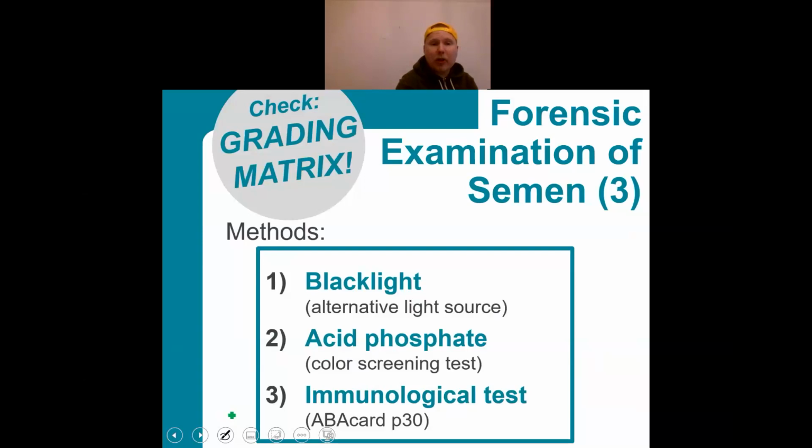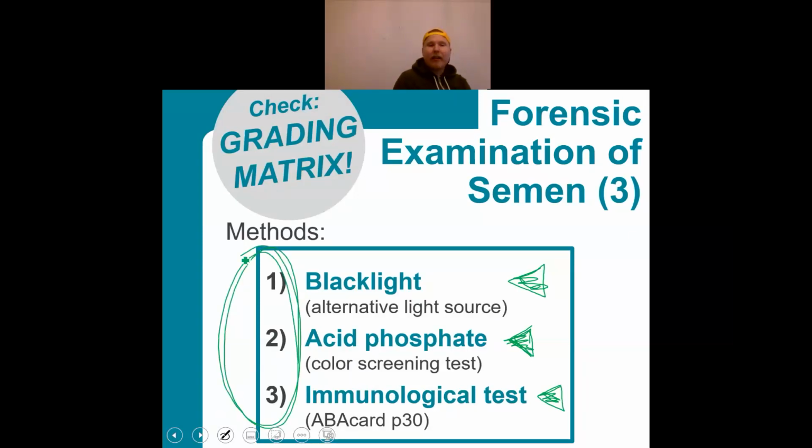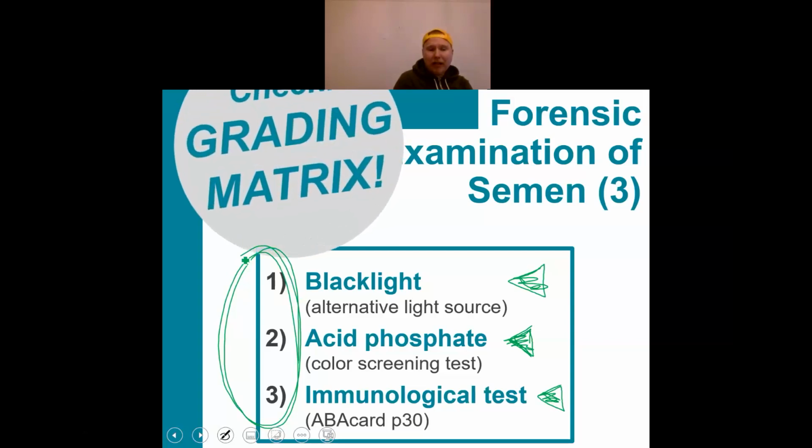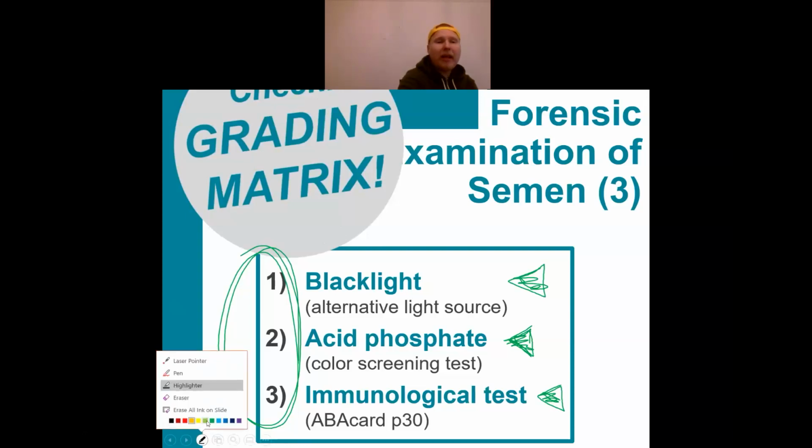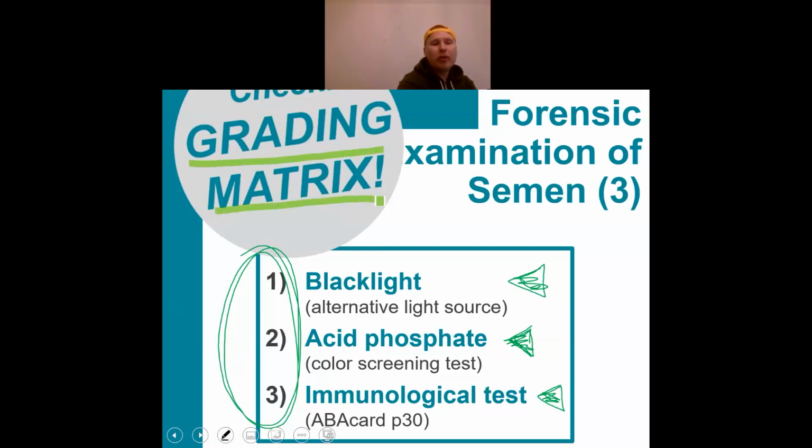The methods that we'll be talking about, there are three of them. The first one is using a black light. The second one is the color screening test using acid phosphatase. And the third one is immunological tests. So all of these are the methods, and I'm looking for three methods to be covered in your answer. And really the big thing, if I was a student tackling this, at this point, I would check the grading matrix. Check what we are actually wanting you to do, what's required for what kind of points, and use that to guide you.